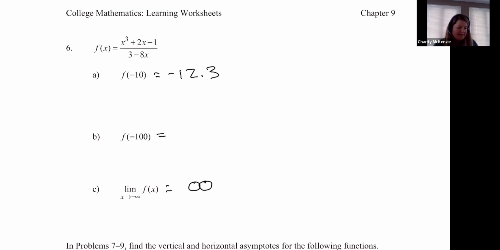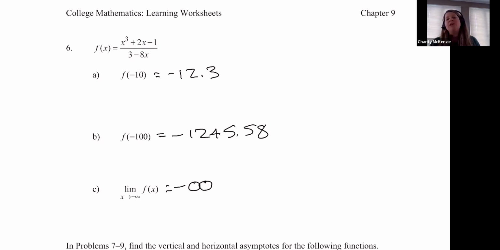And if I did it again, well, I'll have to retype it in because I can't just change the numbers because the way I did it, darn me. Okay, so then plus 2 times negative 100. Minus 1. Okay, and then divide that by 3 minus 8 times negative 100. So I get negative 1245.58. So it's getting bigger and bigger in the negative, right? So we can assume this is negative infinity.